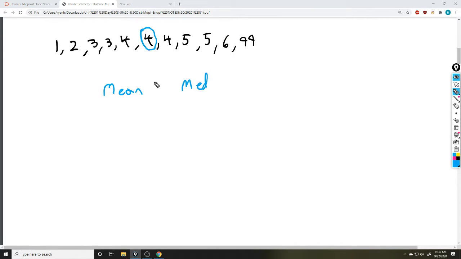And in this case, you should know that the mean should be greater than the median. Because when we add these values up, 99 is a pretty big number from this list to be adding. And so that's going to push that mean to the right.